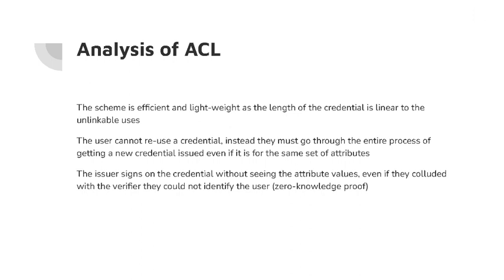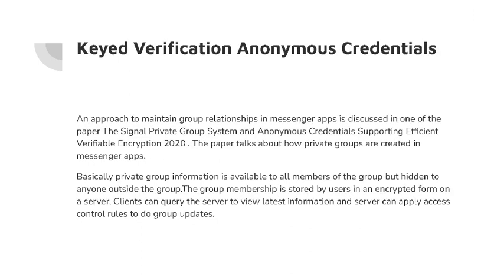Analysis of anonymous credentials light. The scheme is efficient and lightweight as the length of the credential is linear to the unlinkable users. The user cannot reuse a credential. Instead, they must go through the entire process of getting a new credential issued, even if it is for the same set of attributes. And the issuer signs the credential without seeing the attribute values. So even if they colluded with the verifier, they could not identify the user. Thus, zero knowledge.